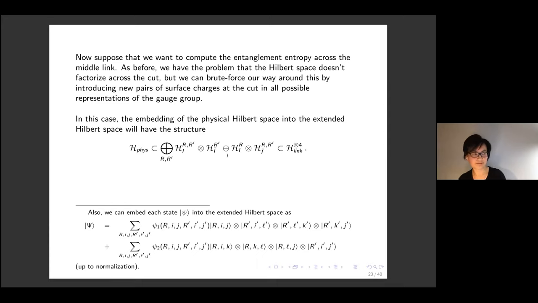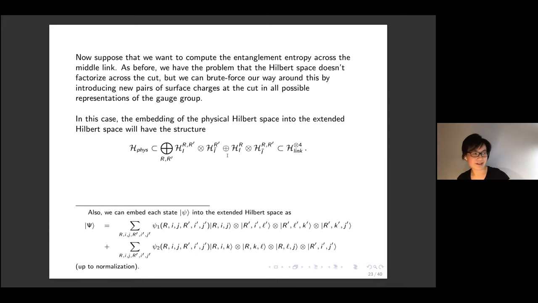So these added charges will split this line into two intervals and allow all the flux lines to factorize at the ends of the interval. And once we make that prescription, there's again a unique embedding of the physical Hilbert space into this extended one, which will have this structure that I wrote here, that comes from the fact that we have to pair up the new surface charges that we introduced to either side of the cut.